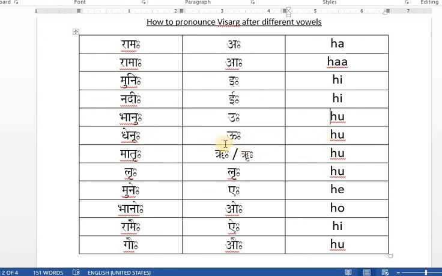Denu, hu. After long u, and after ru, hu again. Matru, hu. Lru again, hu. Then after an e sound, Visarga should be pronounced as he. Bhano, o ho, Bhano ho. Ramai, ai, remember hi should be pronounced there in place of Visarga. Ramai hi. Go hu. This is just for your reference, students, for good, proper pronunciation. Alright.